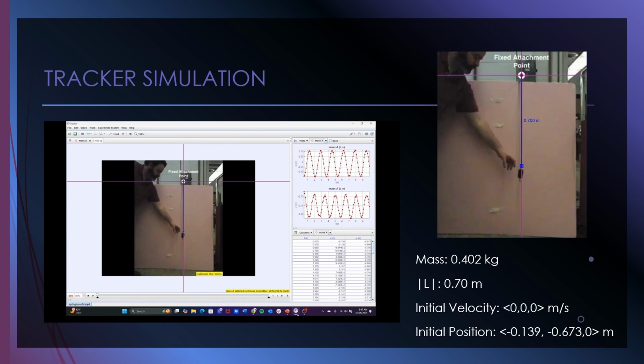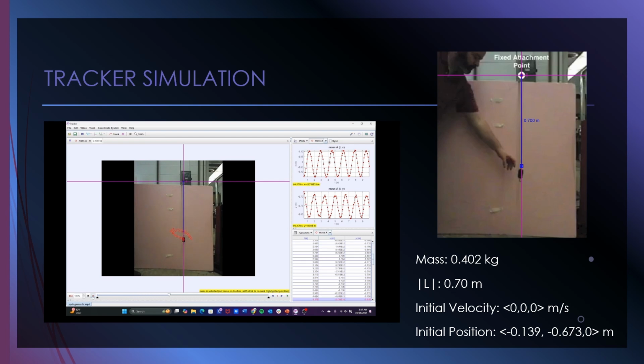Now, this is our Tracker simulation. Right here, we have our video of the simulation, and as you can see, our spring is oscillating in the system, and we are getting a whole bunch of data points we will analyze. The most important thing to note is that we did have our given mass as 0.402 kilograms, and we did have our given L vector to be 0.7 meters. Our initial velocity is 0, and our initial position, which was taken from the Tracker simulation, ended up being negative 0.139, negative 0.6730 meters.